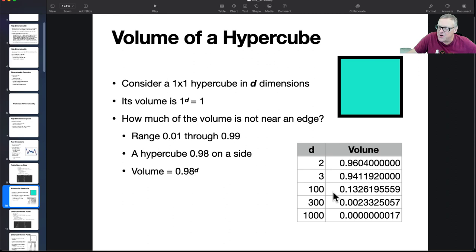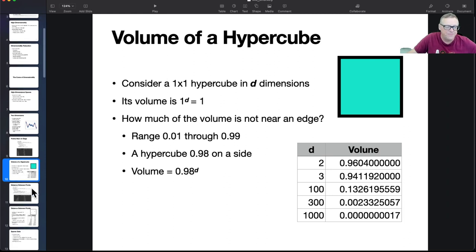At 100 dimensions, only 13% of the volume is not near an edge, and once you get up to 1,000 dimensions, it's ridiculous. Essentially, zero of the volume is not near an edge. It's another way to look at it.